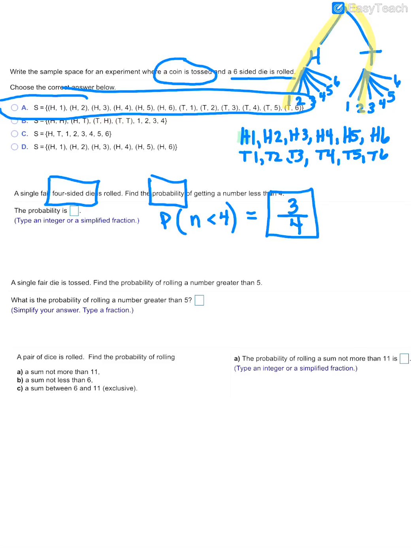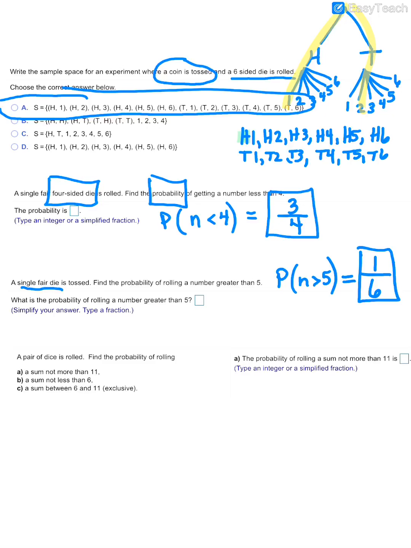The next question, we have a single fair die. If they don't tell you otherwise, that's your standard six-sided die. And we are looking for the probability that we're going to roll a number greater than 5. So the only number on a regular single fair die that's greater than 5 would be the number 6. It appears once. And since there are 6 total outcomes on a die, we would say the total outcomes in the sample space is 6. So that would be a probability of 1 out of 6.